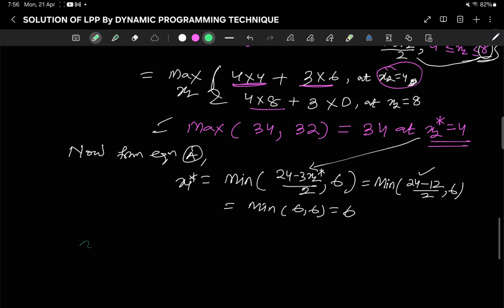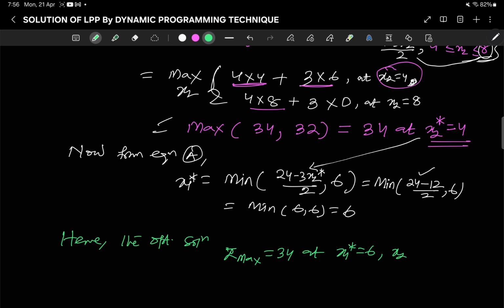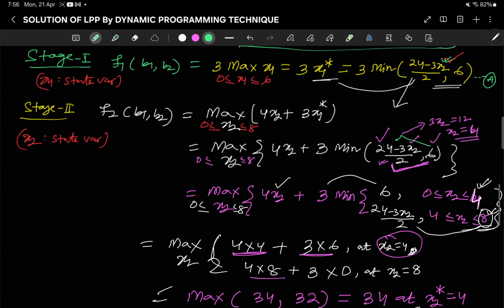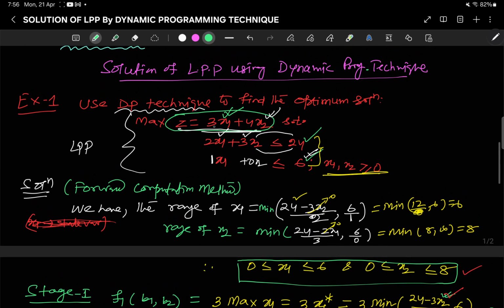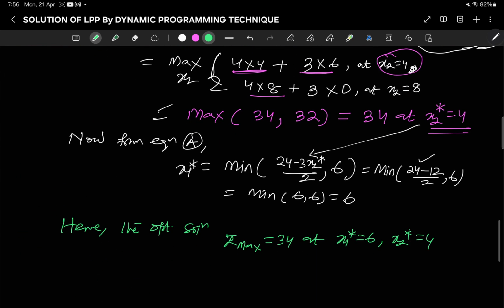Hence the optimal solution is Z max equal to 34 at x1* equal to 6 and x2* equal to 4. If we substitute x1 as 6 and x2 as 4, 6 into 3 is 18 plus 4 into 4 is 16. So this is the optimal solution. If we solve this problem graphically using the linear programming technique, you will get the same answer. Let us solve one more example.